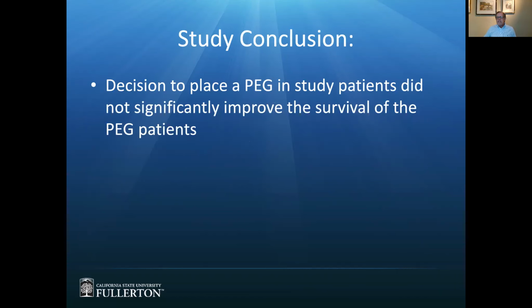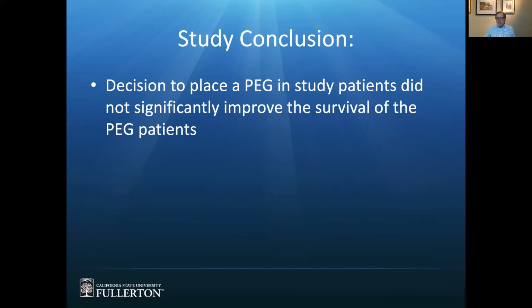Okay. What was the study conclusion? The decision to place a PEG in study patients did not significantly improve the survival of the PEG patients. And that was actually shocking because the whole premise of the recommendation to make a patient who chronically aspirates NPO and give them a PEG is that they would live longer, but not according to this study.